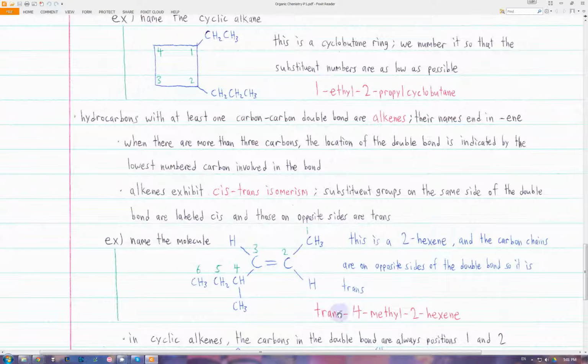So the trans or cis goes in front, and then we have a substituent group over here. We have a methyl group at position 4. So this is trans-4-methyl-2-hexene.